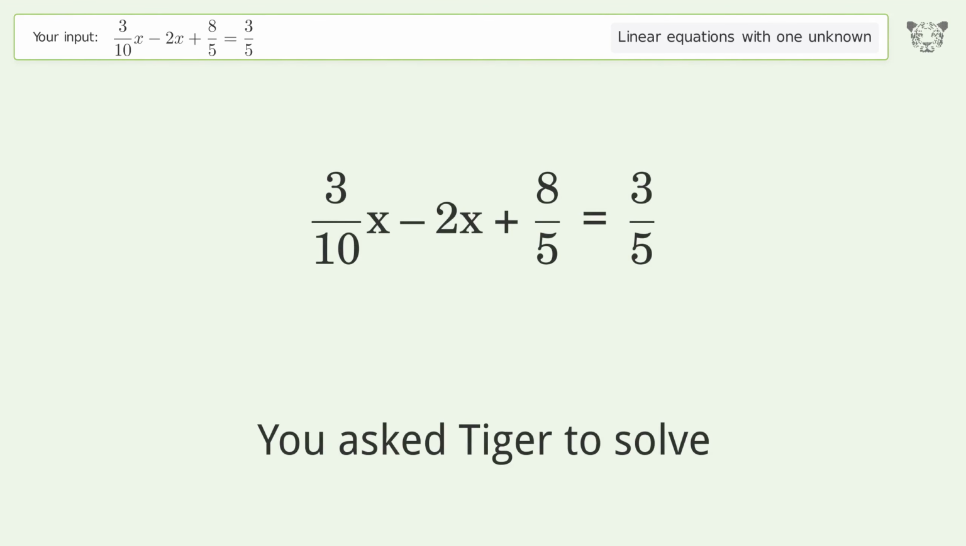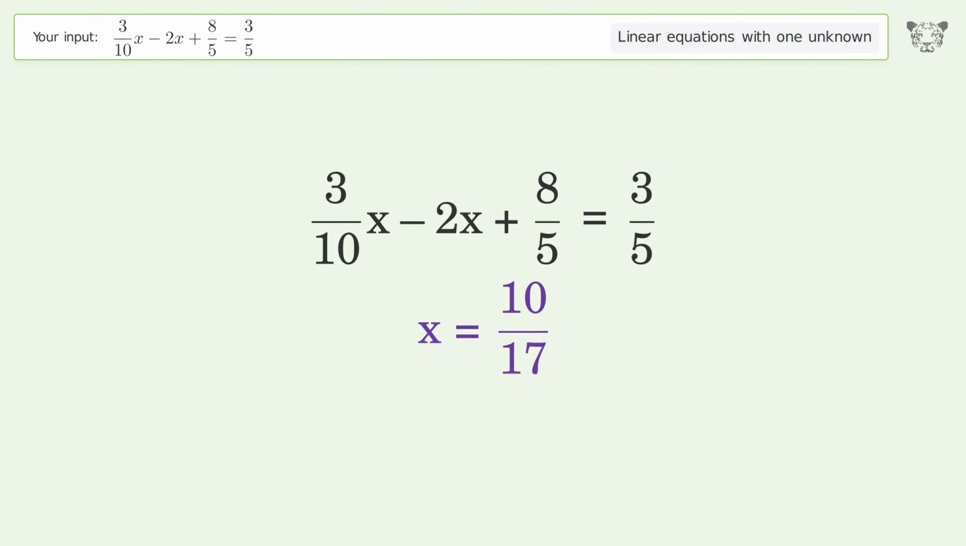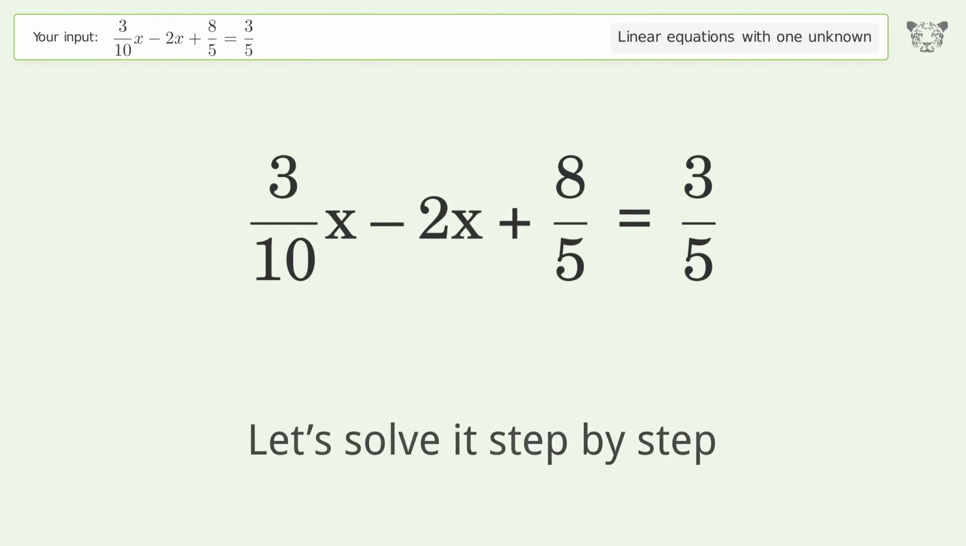You ask Tiger to solve. This deals with linear equations with one unknown. The final result is x equals 10/17. Let's solve it step by step.